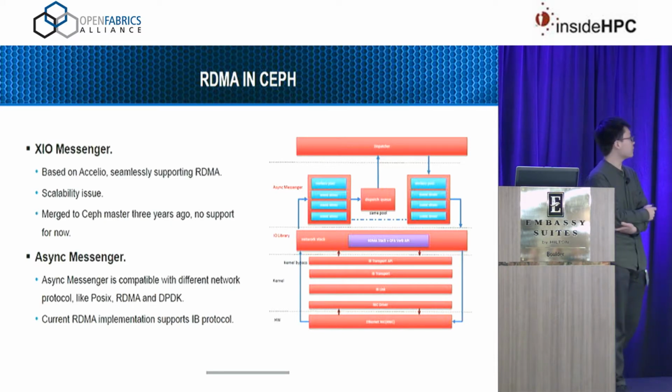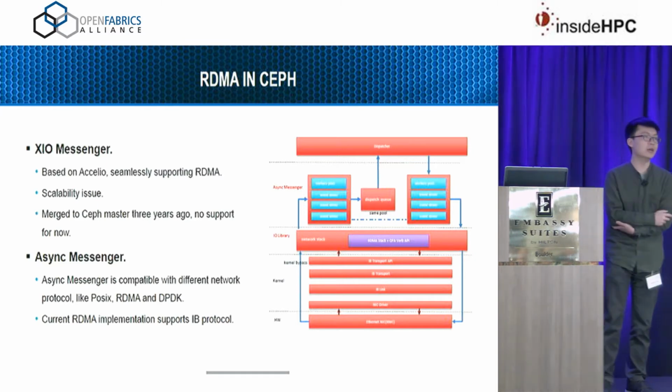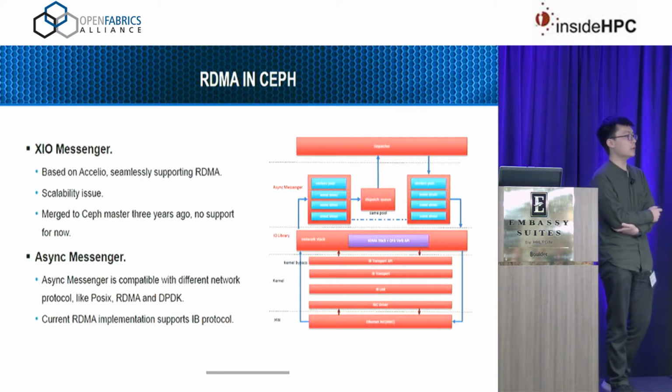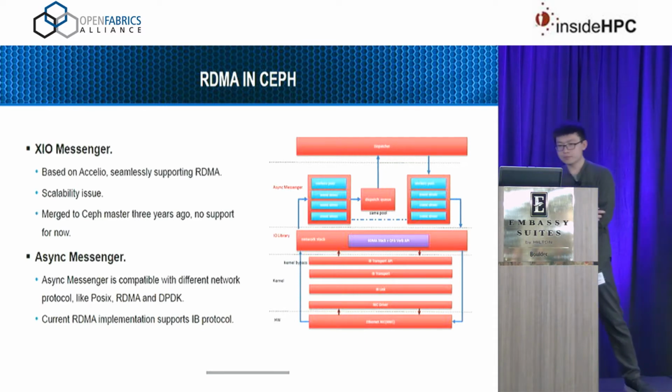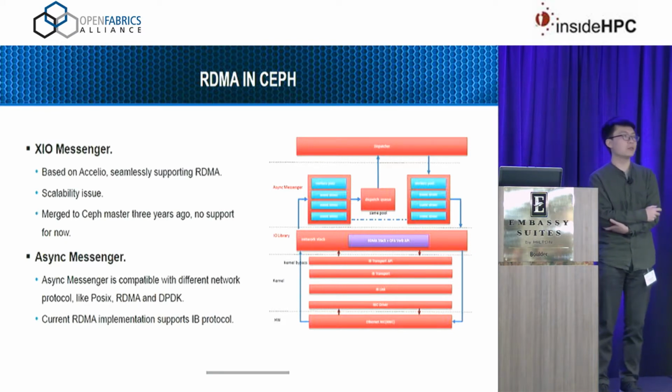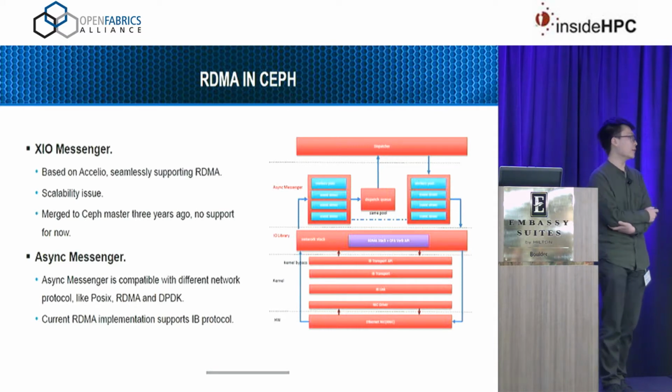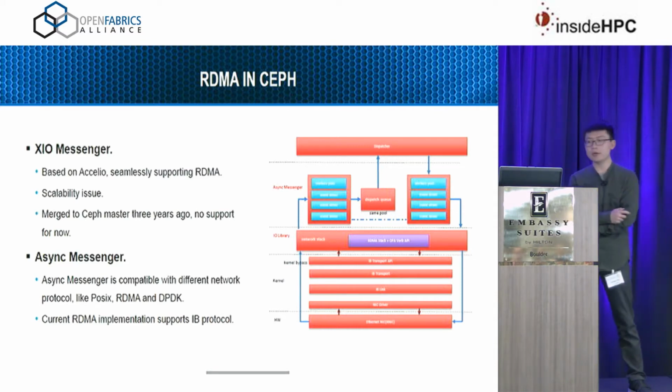The other RDMA implementation in Ceph is async messenger with RDMA. Async messenger is the default networking component in Ceph. Async messenger is capable of using different kinds of network protocols like RDMA, DPDK, or POSIX. The current RDMA implementation in Ceph supports InfiniBand. So if customers want to use RDMA in Ceph, they must have InfiniBand hardware, like the NIC, switch, or other InfiniBand hardware.